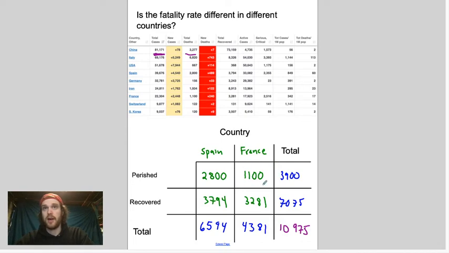In France, you have 1,100 people that have perished, 3,281 that have recovered, for a total of 4,381 total concluded cases in the country. So the numbers are similar. This is an absolutely devastating virus. But the number of people that have perished total in those two countries is 2,900. Number of people that have recovered, 7,075. Okay, so we have our data here. Let's go ahead and run through a hypothesis test for this.